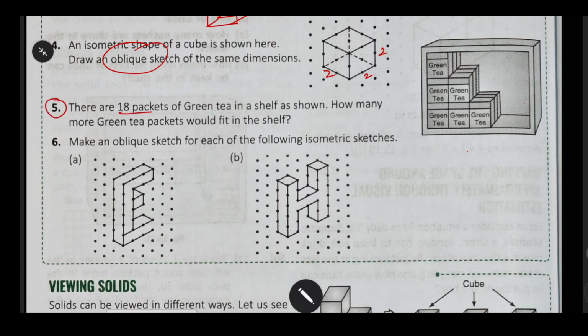There are 18 packets of green tea in a shelf as shown in the figure. How many more green tea packets would fit in the shelf? The question is asking about such packets that are there, and how many more packets can be fit in this space. So let us assume that the packet is of 1 unit. This is 1 and this is 1. The whole becomes 3. As we can see here, one more packet can also be here. So total length will be 4, and the height is 1, 2, 3, so total height will be 3.